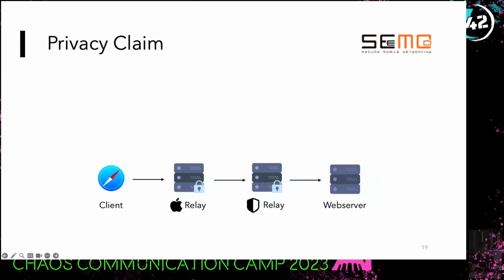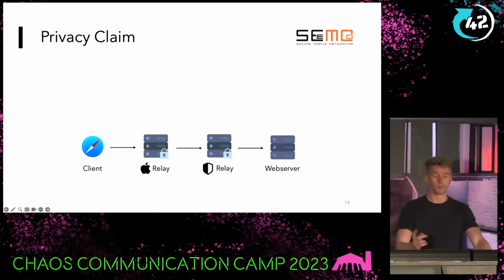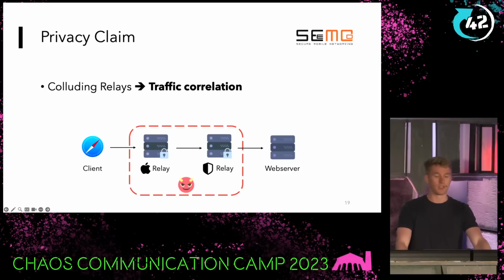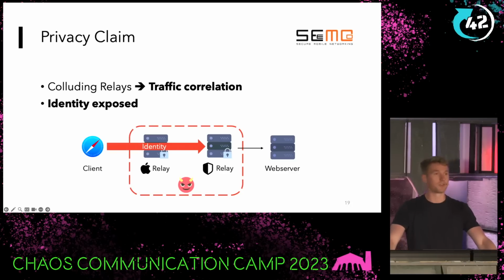And second, regarding their privacy claim, we have two threats. So first, if the assumption is broken that the two relays are not colluding, you can perform traffic correlation, and the architecture itself is now similar to a normal VPN, and we don't have these privacy guarantees anymore. And the second threat, if you expose your identity to the second relay, which should only know the destination of your request.